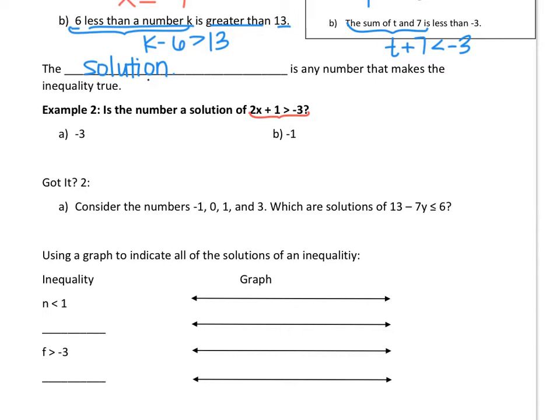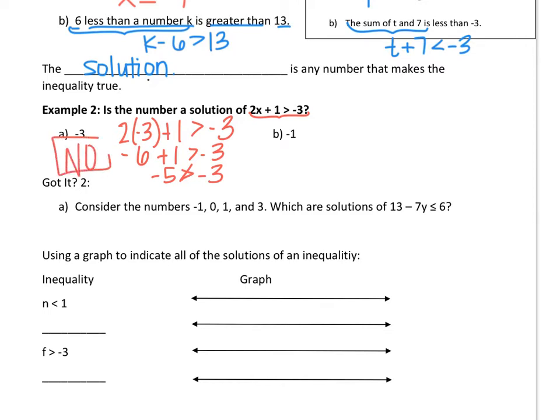It doesn't have to be equal because we don't have an equal sign. We have a greater than sign. So when we plug in our number, we need our left side to be greater than the right side. If I plug in -3, I get 2 times -3 plus 1 is greater than -3. So that's -6 plus 1 is greater than -3. -5 greater than -3. Well, while 5 is greater than -3, -5 is not. So that one's not true. The answer to A is no.